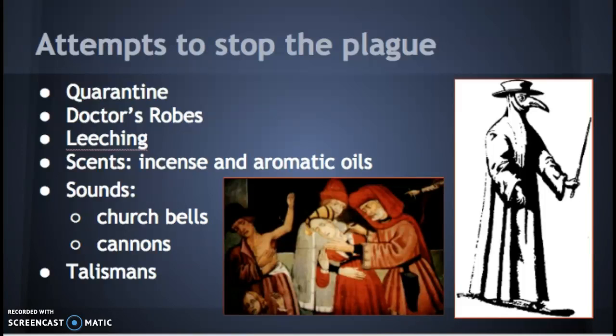So how were they trying to stop the plague? Well, they try in a few different ways. They try to quarantine people. It doesn't work very well because, again, you're living in very close quarters. This disease spreads very, very quickly, but they tried quarantining.